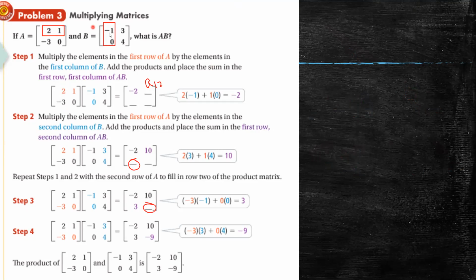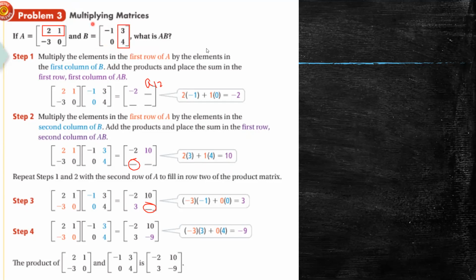Then, multiply 2 times negative 1 plus 1 times 0. And the answer is negative 2. Then, I multiply the same row, but now with the second column. Like 2 times 3 plus 1 times 4. I'm sorry, 2 times 3 plus 1 times 4. And the answer, if you add them, is 10. I will write it here now.